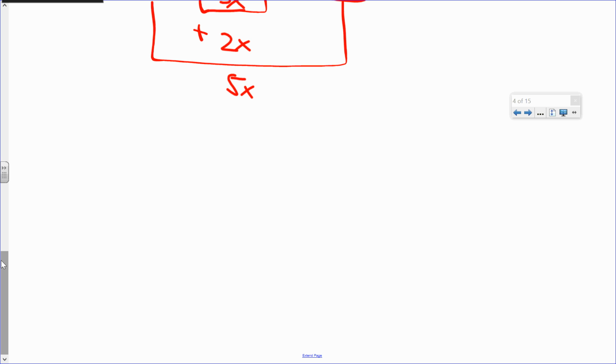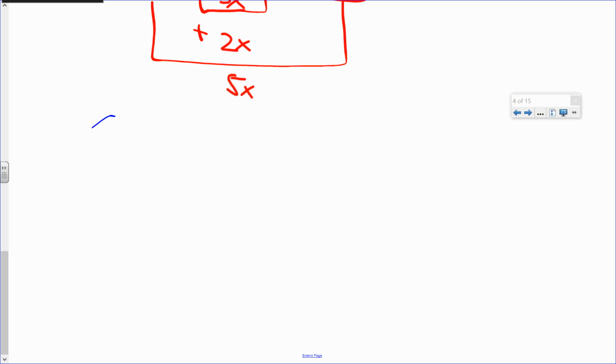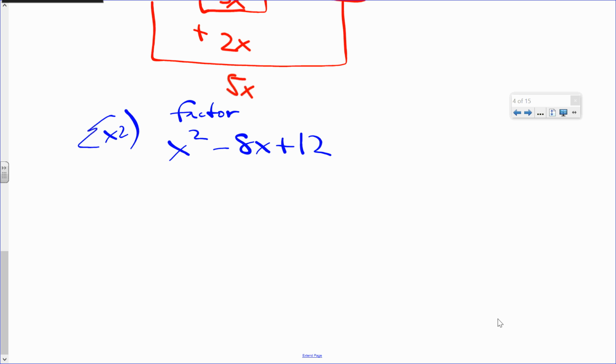Example 2. X squared minus 8x plus 12. Let's factor x squared minus 8x plus 12. All right, it's a trinomial. So I already know off the bat I'm going to have 2 binomials that multiply to become that trinomial.